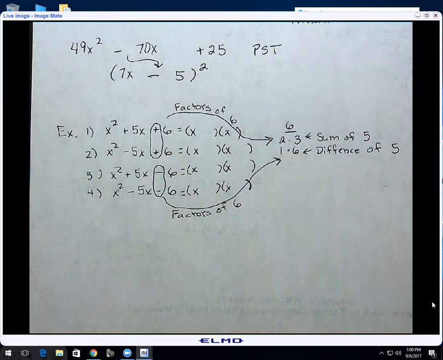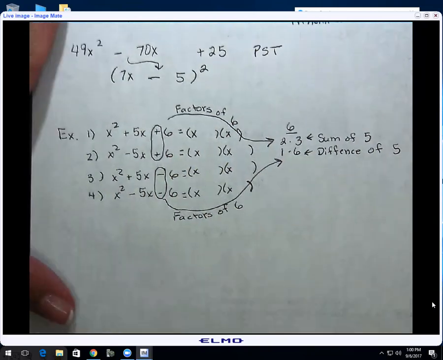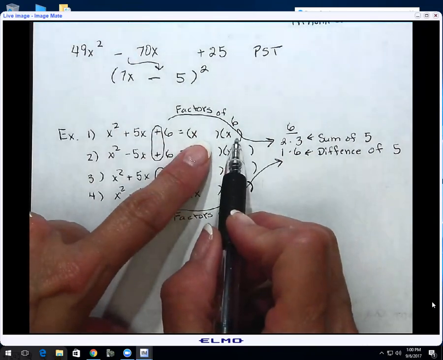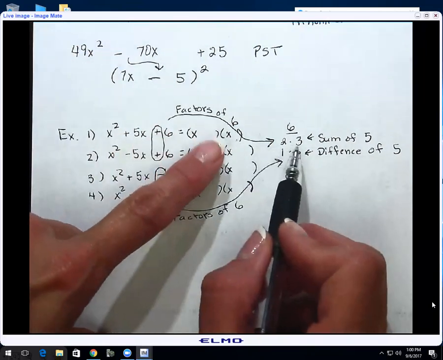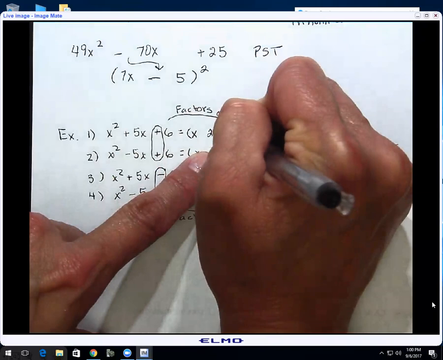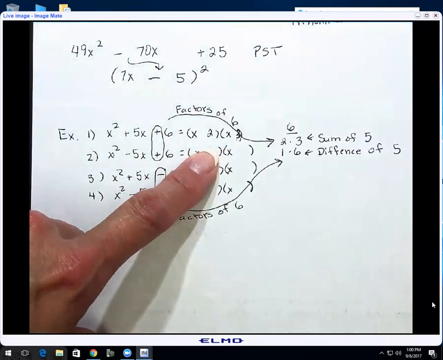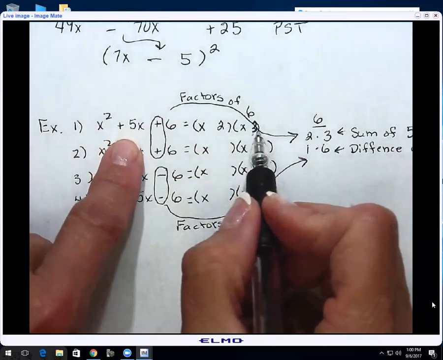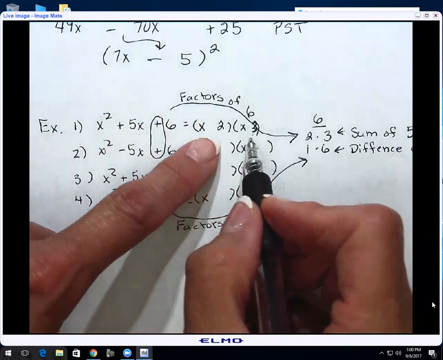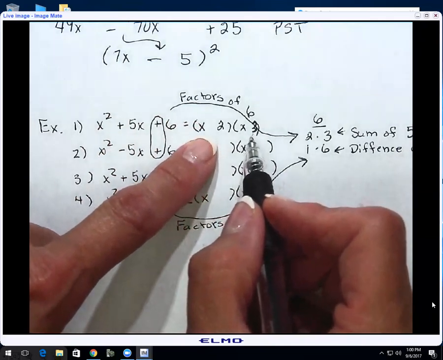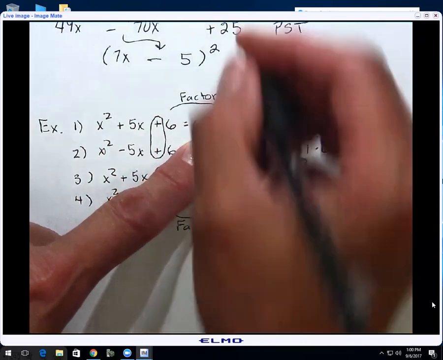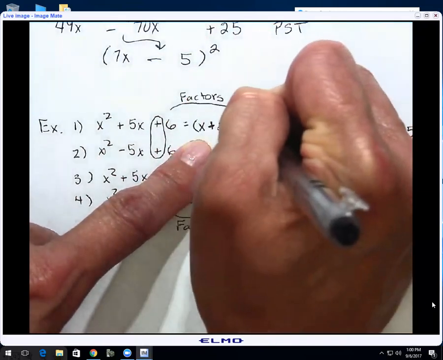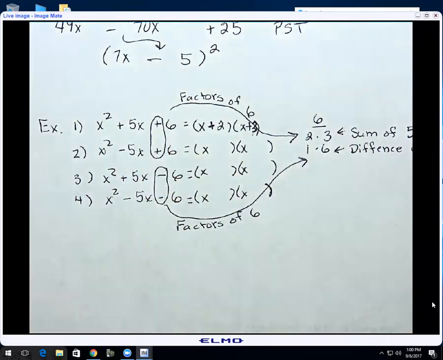But on number 1, when I say I need factors of 6 that have a sum of 5, what numbers do I put in the parentheses? Factors of 6 that have a sum of 5. I need the 2 and the 3. Sorry, that got a little bit messy. And I know that to get a positive 5, what would the signs of the 2 and the 3 have to be? Positive. It's a positive 2 plus 3 that gives me 5.